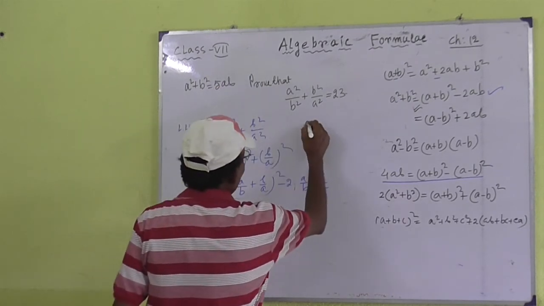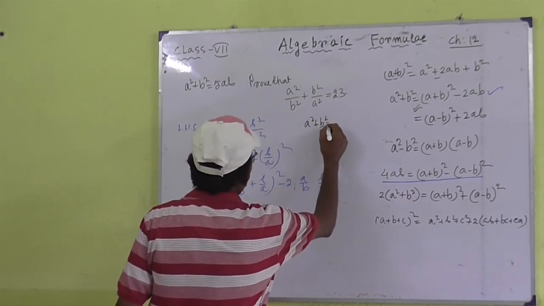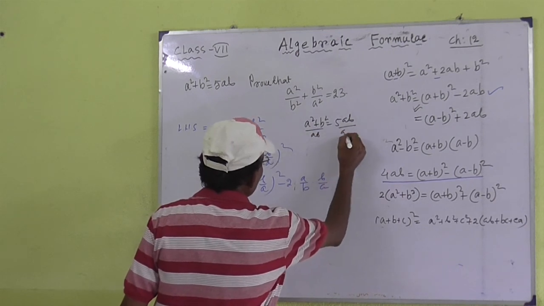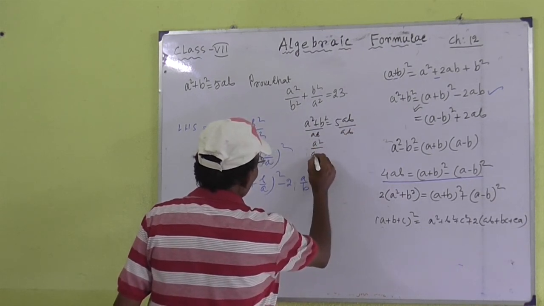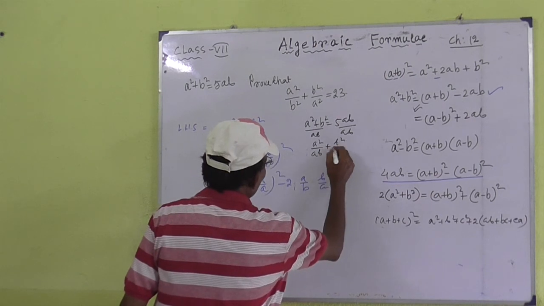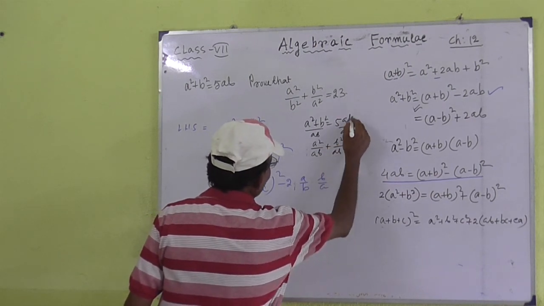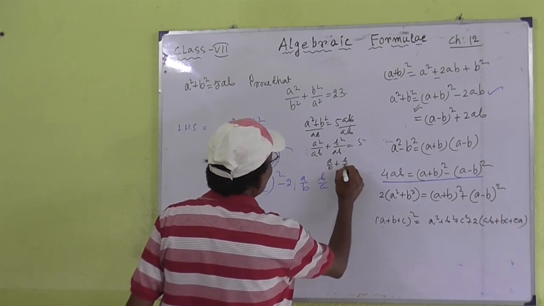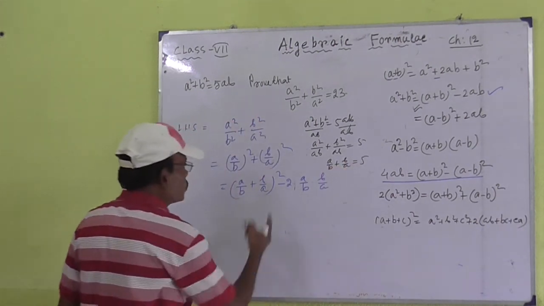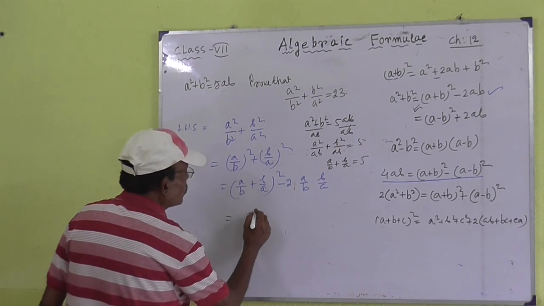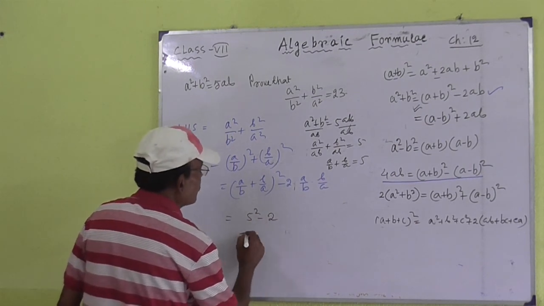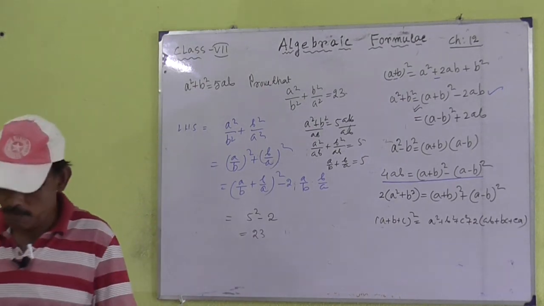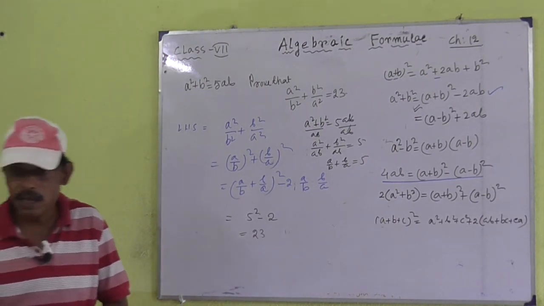a square plus b square equal to 5ab. Divide both sides by ab: a square by ab plus b square by ab equal to 5ab by ab, cancel. So, it gives the result a by b plus b by a equal to 5. So, putting the value of 5, understand, this is the simplest process to solve the problem.